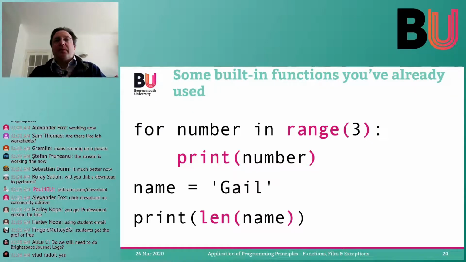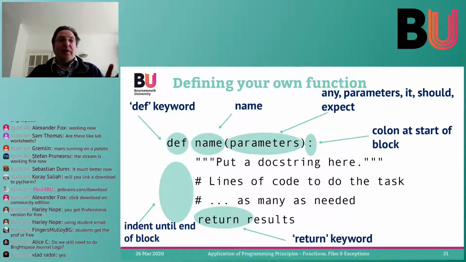So how do you define your own function then? In detail, we start with the def keyword. Then we have our name. We have any parameter that we need and a colon at the end. Then you put your documentation string after that, and yes, it works if you don't put the documentation string.